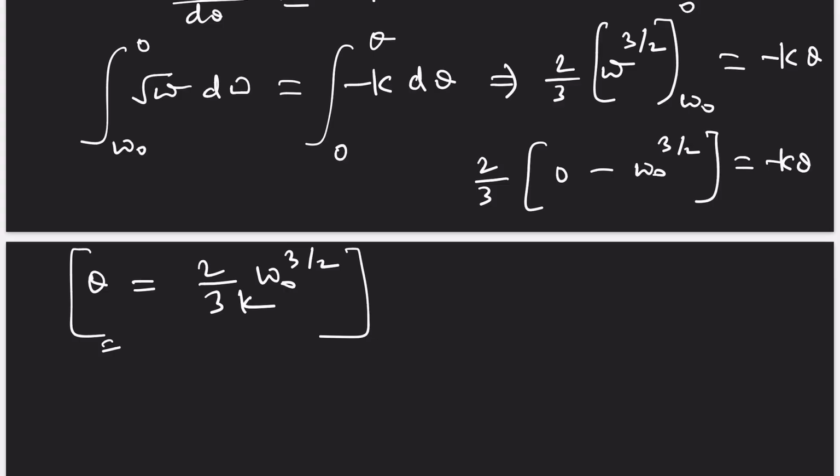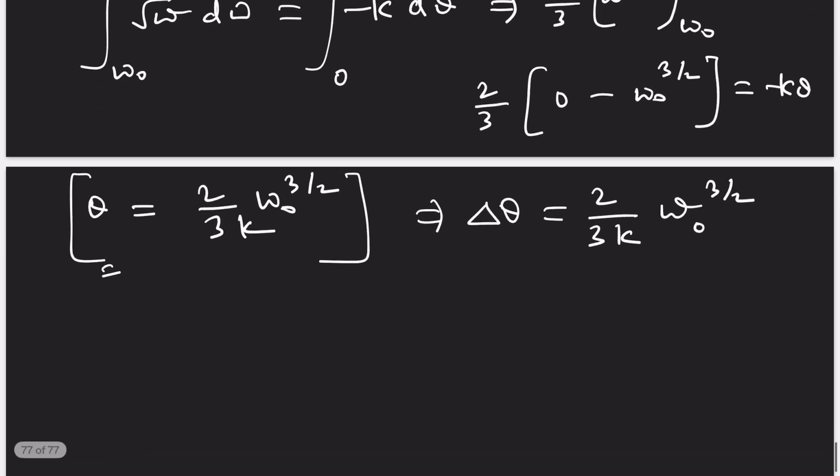Now what we got is your displacement, from 0 to theta. So the angular displacement delta theta is 2 by 3k omega naught to the power 3 by 2. Now if I can somehow get delta t, then I can find out omega average. I hope you're getting my point. To get the omega average, I need delta t. So how do we get delta t?